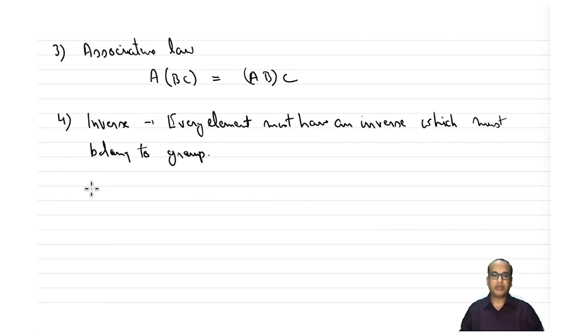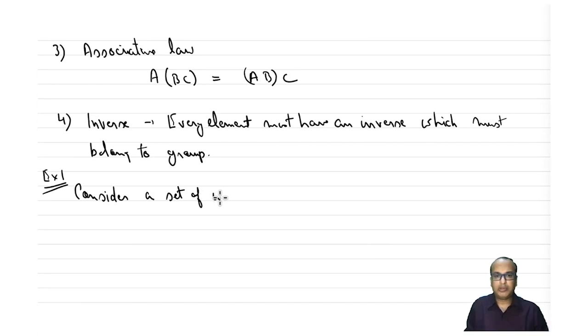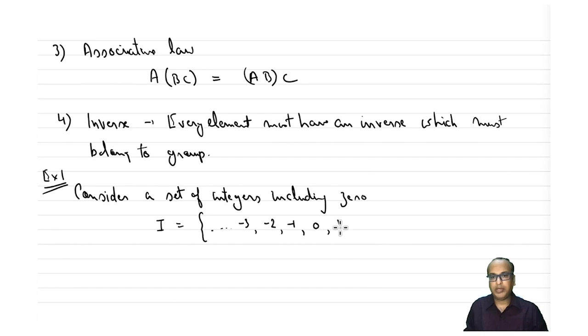Let's start our examples from simple mathematics that we know already, and then we will go to symmetry operations. This will help us understand these group properties much more. So consider a set, let's call it example one. Consider a set of integers including zero. So that means I is a set such that you have minus 3, minus 2, minus 1, 0, 1, 2, 3. So this is a complete set.